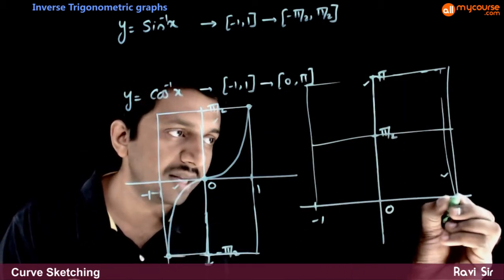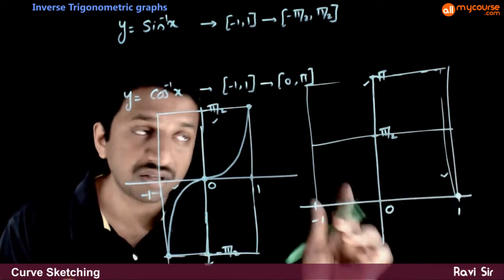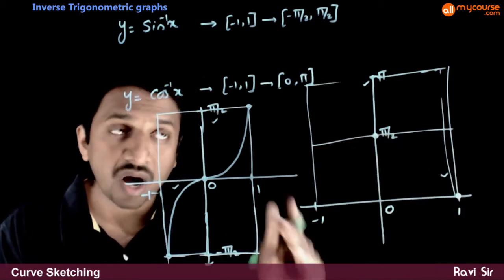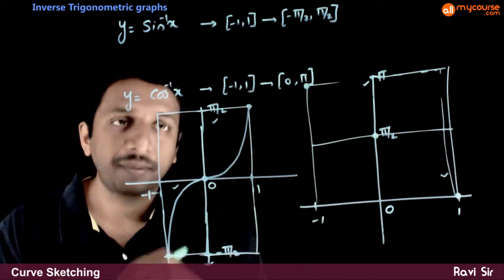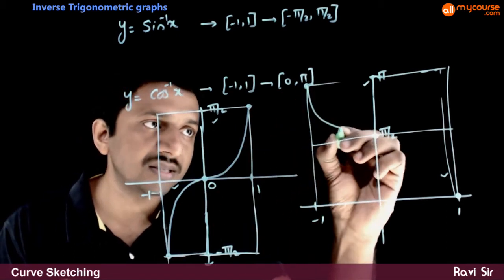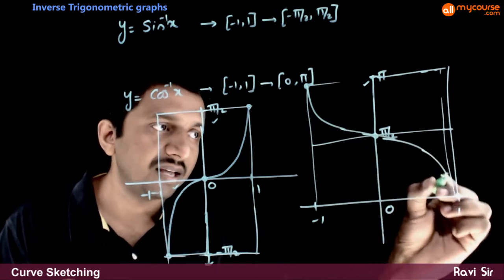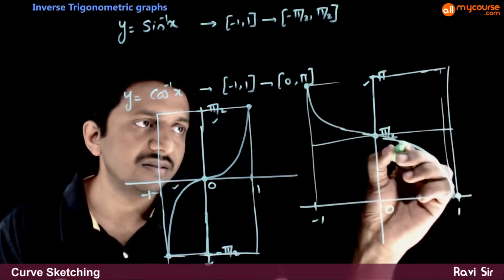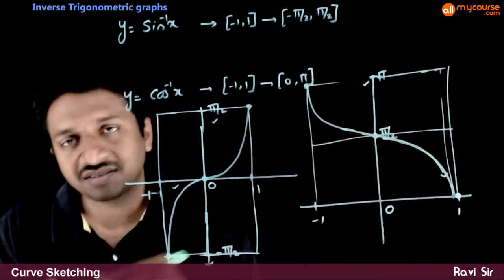Cos inverse of 1 is 0. Cos inverse of 0 is pi by 2. Cos inverse of minus 1 is pi. So how does the graph of this look? It looks something like this. The graph is as simple as this.